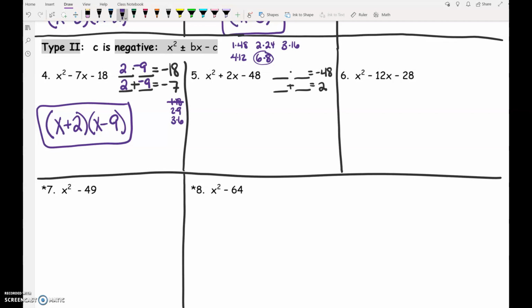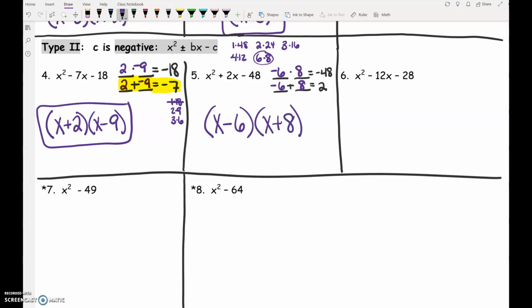Now, here's another helpful hint. If you're trying to add up to a positive number, the bigger number needs to be positive. If you're trying to add up to a negative number, look back here, we were trying to add up to a negative number, so the bigger number was negative. So whatever you're trying to get to, the bigger number is going to be that, either positive or negative. So my factored form is x minus 6, x plus 8.